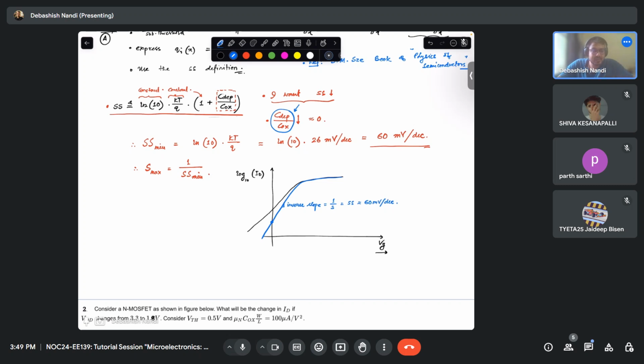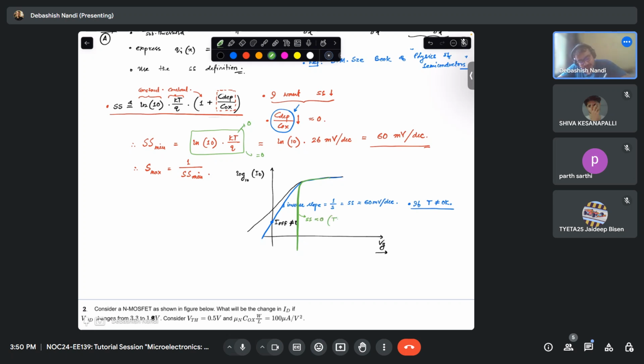So physically, if your T is not equal to 0 Kelvin, then there will always be a non-zero off current. Okay, that is the significance of this. Now, in this equation, if you put T equal to 0, that means your SS min can be 0. SS min 0 means this is your slope, right? Just the direct fall. Okay. So in this case, your SS is almost equal to 0.